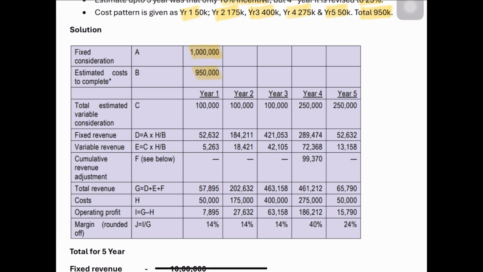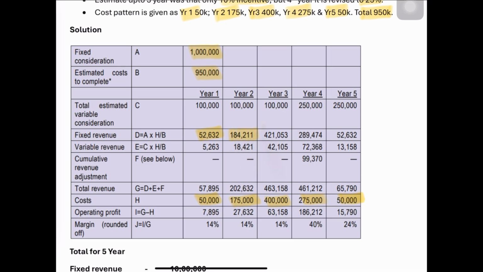As the costs are incurred, here is how the 9,50,000 is split over 5 years. In year 1, 50,000 is spent. So for 50,000 you can recognize 52,632 as the revenue, right? The percentage of completion is 50,000 by 9,50,000. Over 1 million, that will be 52,632, so that's the fixed revenue recognized in year 1.